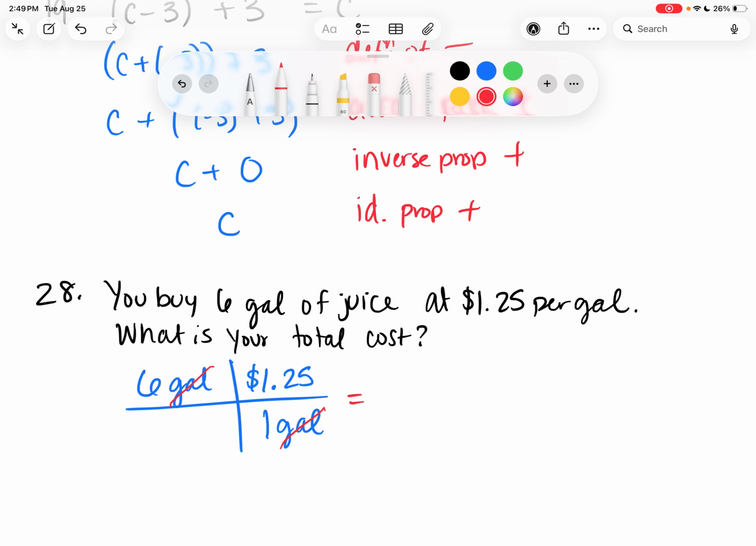775. 750. Yep, $7.50. Okay. So $7.50. And you can use your calculator on these little things. Well, in my brain I went, okay, 6 times $1 is $6. Yeah, 6 quarters is $1.50, so $7.50. So, anyways.